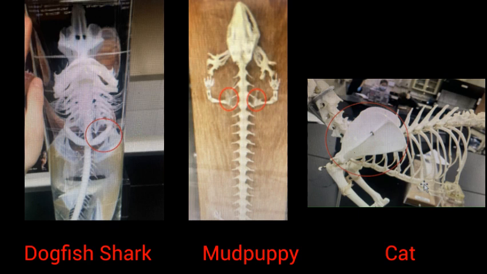consists of the coracoid cartilage and the scapula posteriorly. Lastly, in the cat, the pectoral girdle as well as the shoulder is also part of the appendicular skeleton, but consists of the clavicle and scapula also posteriorly.